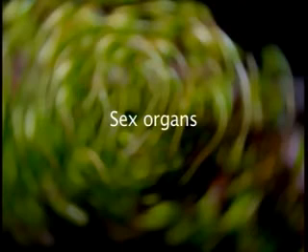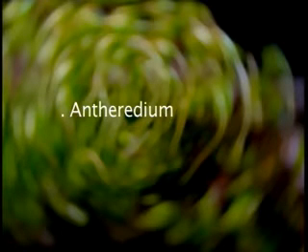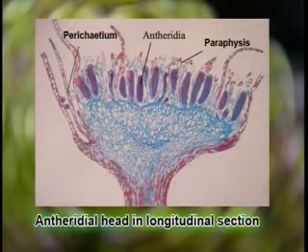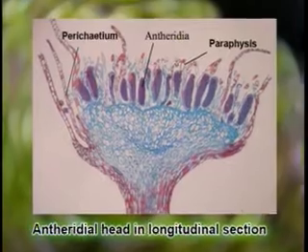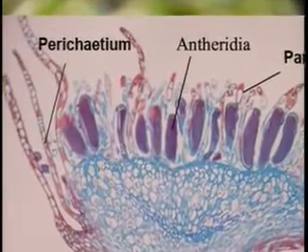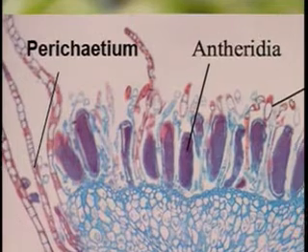Now, let's discuss the sex organs of this genus, which includes the male sex organ known as antheridium and the female sex organ called archegonium. As far as the position of antheridium is concerned, antheridia are born in groups at the expanded convex apex of the antheridiophore. They are surrounded by a rosette of bract-like spreading leaves called perichaetium.